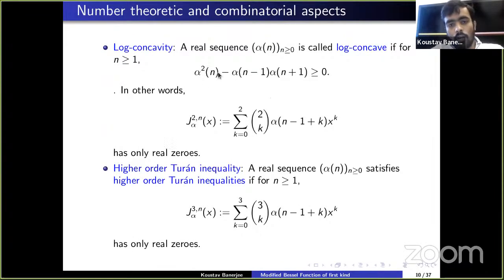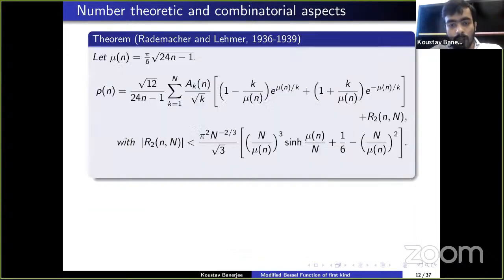So if I see this log concavity, alpha squared of n is strictly greater than alpha of n minus 1 times alpha of n plus 1. If I take log on both sides, then we see that 2 log of alpha of n minus log of alpha of n minus 1 minus log of alpha of n plus 1 has to be greater than 0.